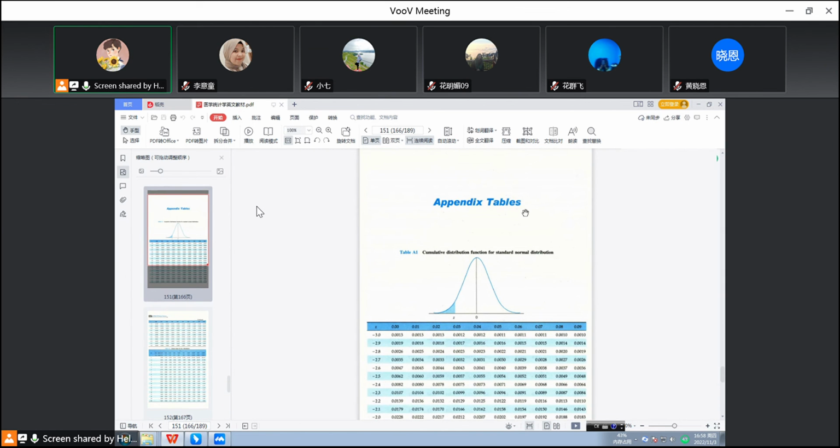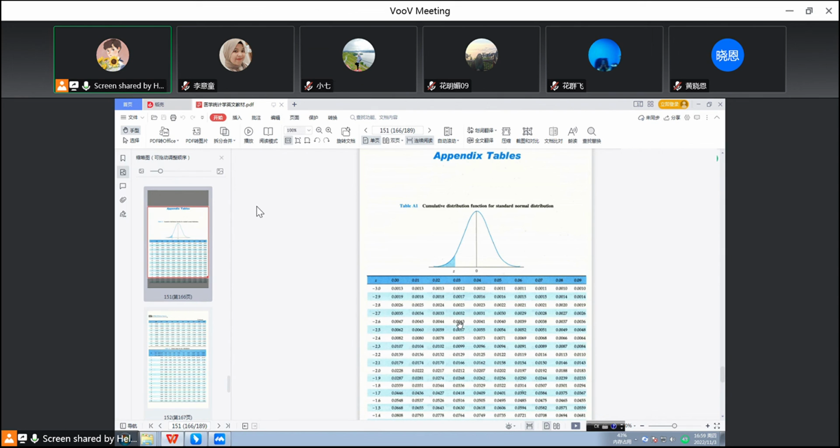This is the appendix table A1, the cumulative distribution function for the standard normal distribution. Please pay attention to this part. I have elaborated in detail in the videos. You have to learn how to find the corresponding z value. It is useful in clinical medicine, because we always use it to calculate the confidence interval of, for example, red blood cell, white blood cell, or other medical tests.